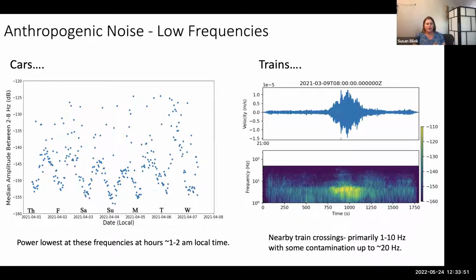At the low frequency end, we know we have noise from people. And so these do seem to be concentrated at the lower frequencies. We see daily cycles of power between 2 and 8 hertz, and we see these low values at the late night hours. I think that's related to the cars on the highways that are nearby. We also have trains. We have train lines that are nearby. And my poor student has to listen for when he hears trains and mark down the time, so we know when the trains are going by. So this is just one example of one of the train signals. Typically that's within about 1 to 10 hertz, with some bleeding up into the nearly 20 hertz range.